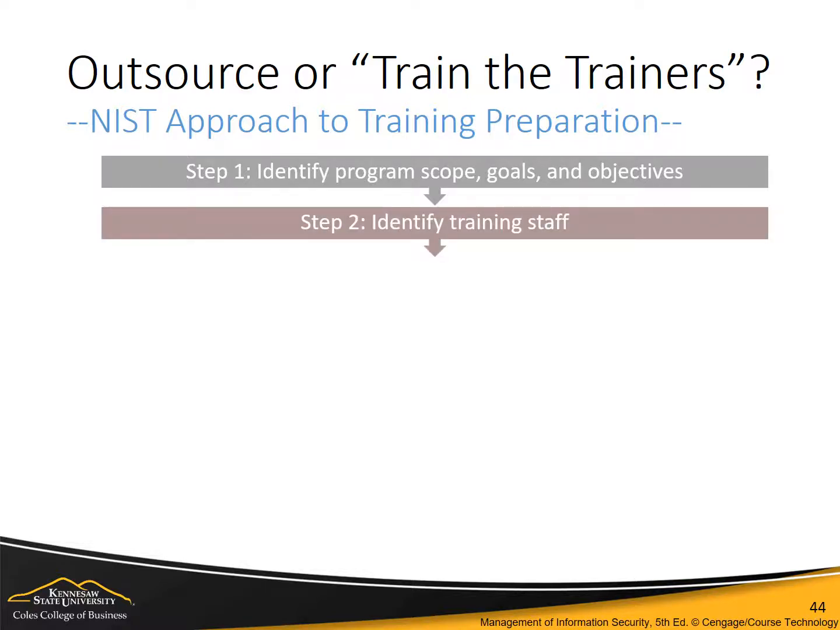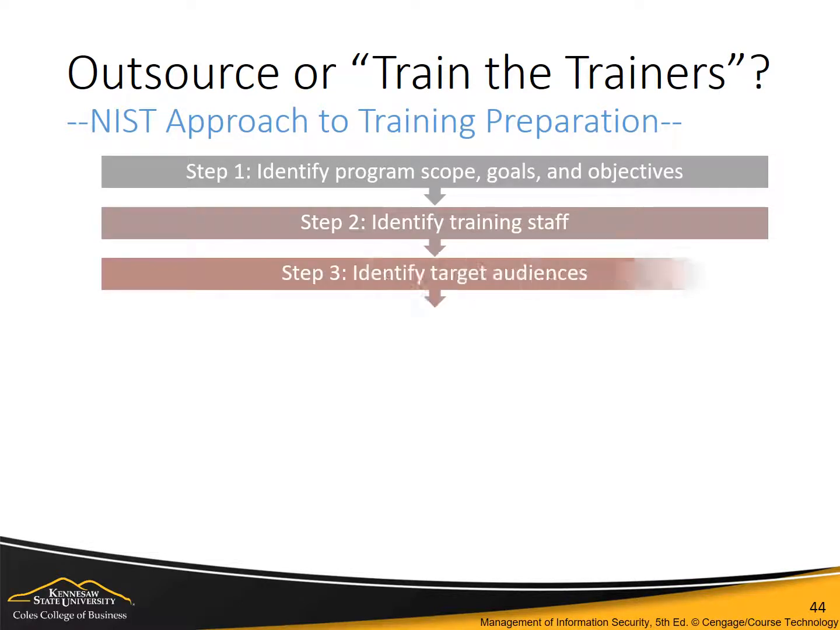Step 2, identify training staff. When we identify the training staff, we will likely need to decide whether to keep it with infosec, move it to IT or HR or other location, and/or outsource the training. This decision depends on the organizational and regulatory environment in which the company operates, as well as resources and other factors. Step 3, identify target audiences.